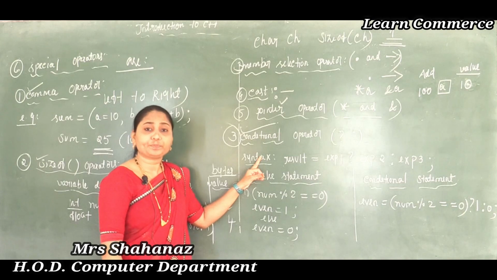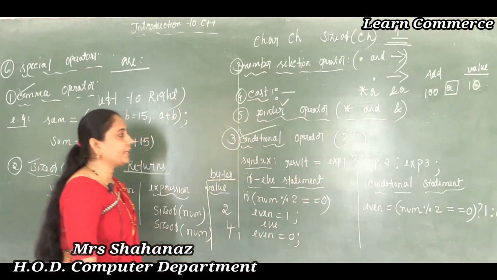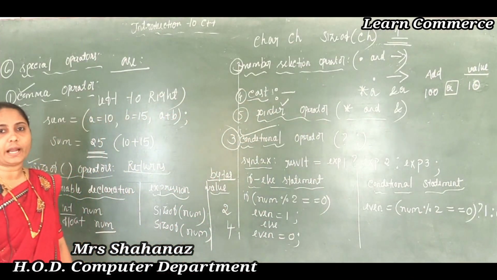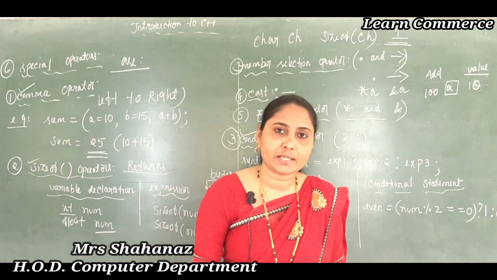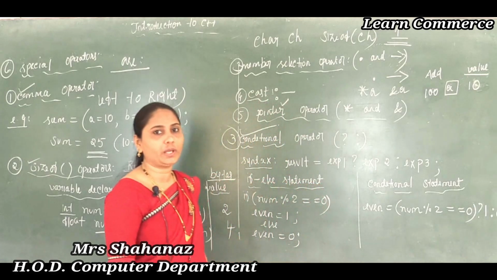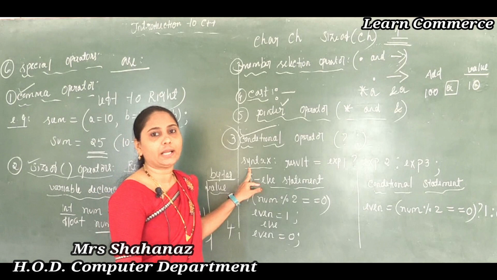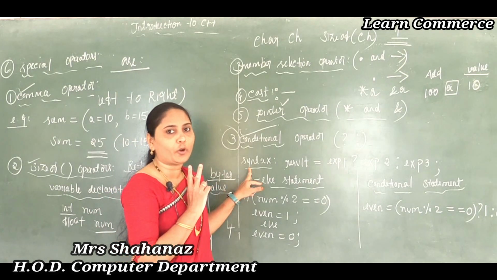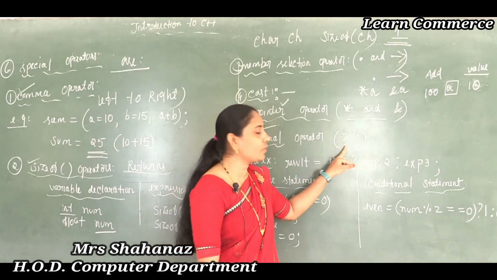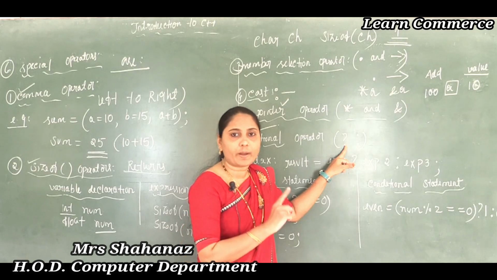Now let's see the syntax of the conditional operator, which is called the ternary operator. As we know, the conditional operator is called the ternary operator because it uses three expressions, and it works like a shorthand version of the if else construct. In the conditional operator, the two most important operators we are going to use are the question mark and the colon.